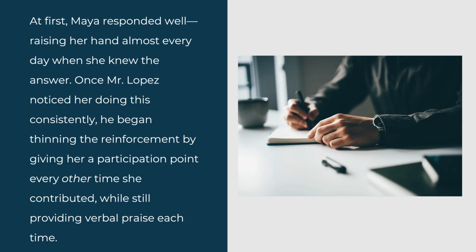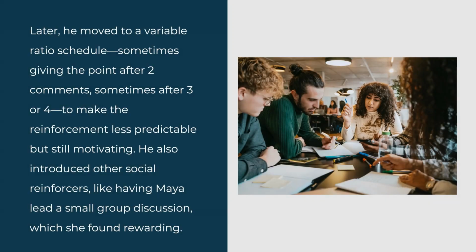Once Mr. Lopez noticed her doing this consistently, he began thinning the reinforcement by giving her a participation point every other time she contributed, while still providing verbal praise each time. Later, he moved to a variable ratio schedule, sometimes giving the point after 2 comments, sometimes after 3 or 4, to make the reinforcement less predictable but still motivating. He also introduced other social reinforcers, like having Maya lead a small group discussion, which she found rewarding.